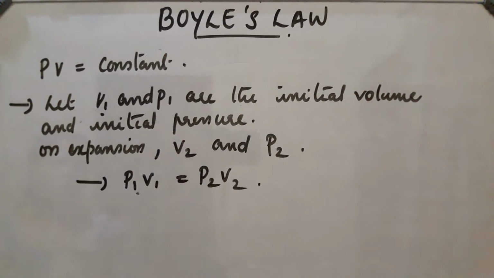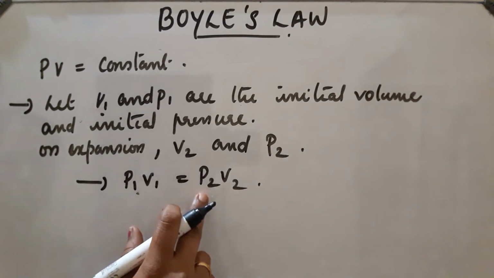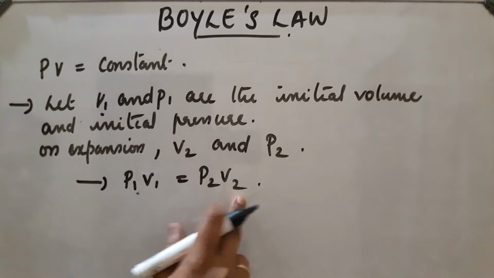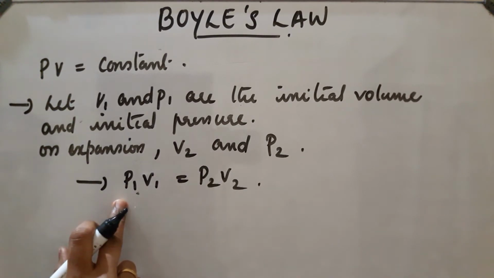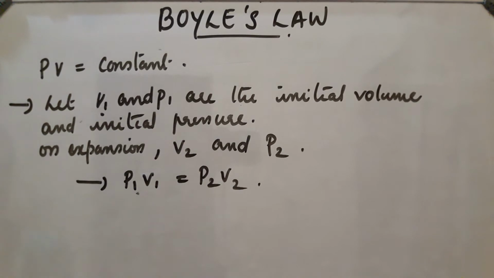Using this equation we can calculate the values. If P1, V1 and P2 are known, we can calculate V2. Like this, any of these values can be calculated if all the other three values are known. So, using this equation, we can do solutions. Now, there is a relation between pressure and density also. Using this Boyle's law, we can introduce a relation.